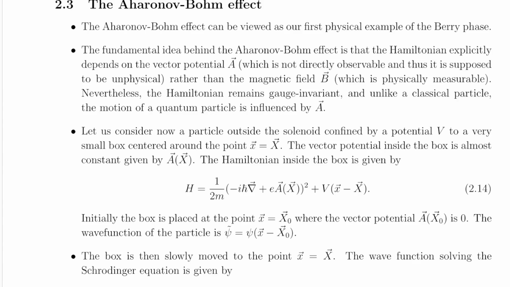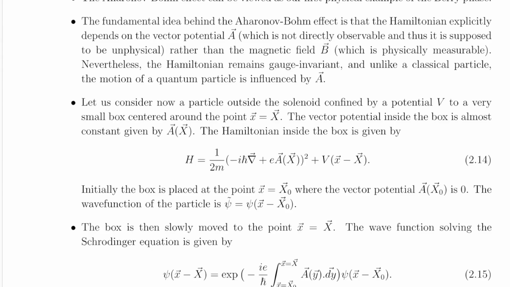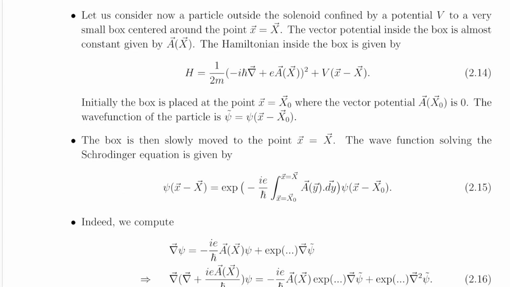Now, imagine a quantum particle trapped in a tiny box, centered around some point in space. At first, the box sits where the vector potential is 0, and the particle's wave function is simple.